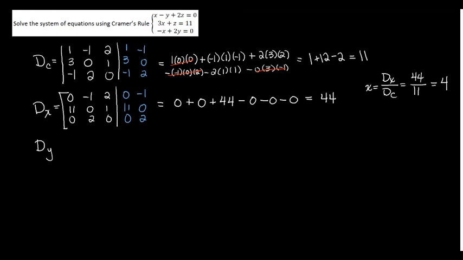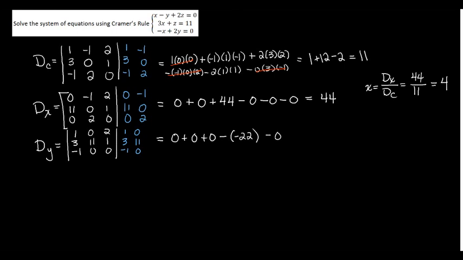Now I'll solve for y by replacing the y column now with 0, 11, 0, and keeping all the rest of the coefficients we had. I'll append on the first two columns, 1, 3, -1, 0, 11, and 0, and multiply the main diagonals, 0 plus 0 plus 0, and subtract out the second diagonals. This time we're subtracting out -22 minus 0 minus 0. Combining all that, we get 22. So y is equal to d sub y over d sub c. 22 over 11, y equals 2.